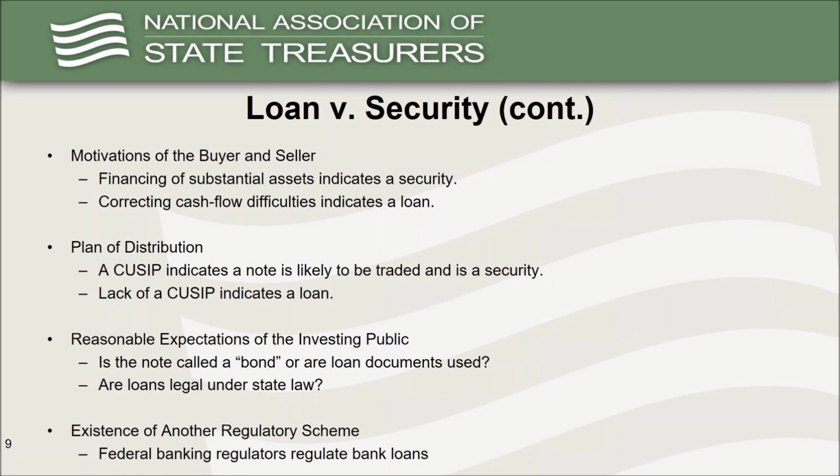So let's go to the next slide and see how those factors are interpreted in the context of a municipal securities transaction. So the court said, as to the motivations of the buyer and seller, are you financing substantial assets? And if you are, that looks more like a security. If you're simply correcting cash flow difficulties, on the other hand, that looks more like a loan.